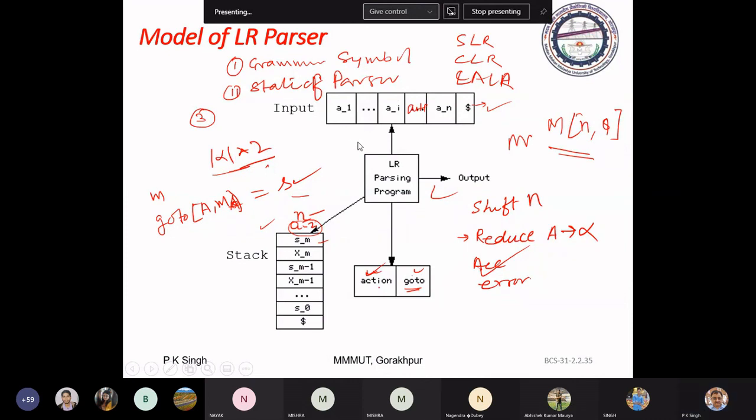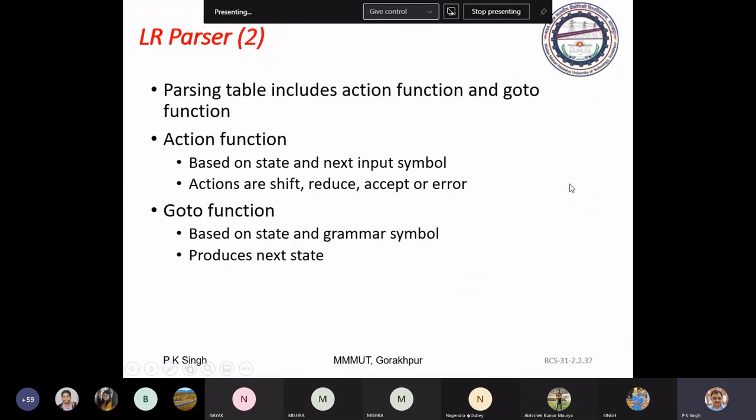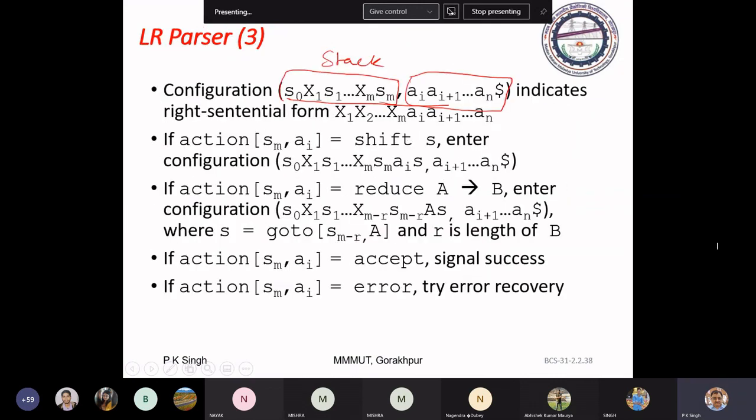Actually, we don't have any symbol to the left of the input pointer because we have to shift that symbol from the input buffer onto the stack as per the shift action. And if you remove the states s0, s1 from the configuration, you will get the right sentential form.